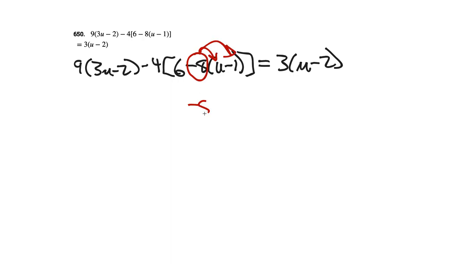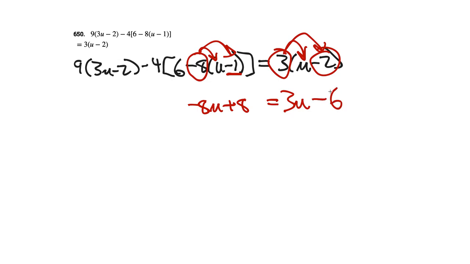That would be negative 8 times u is negative 8u. Negative 8 times negative 1. We want to remember the signs here, so that's going to be plus 8. And then here, on the right-hand side, it's much easier for you. So you want to just say 3 times u is 3u, and then 3 times negative 2 is negative 6.